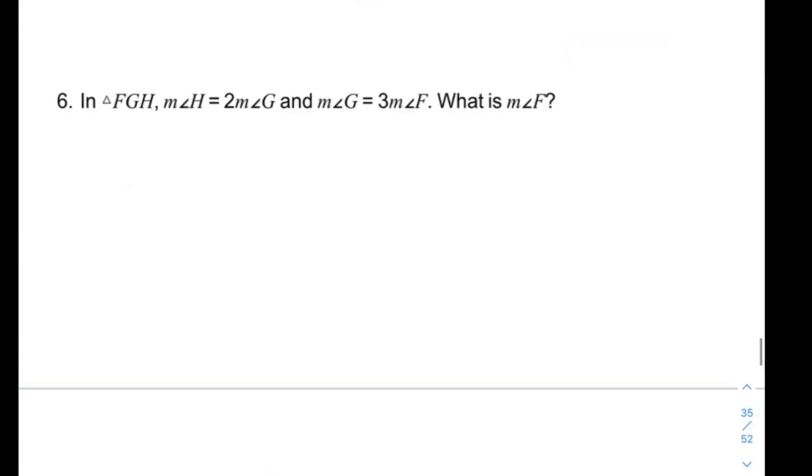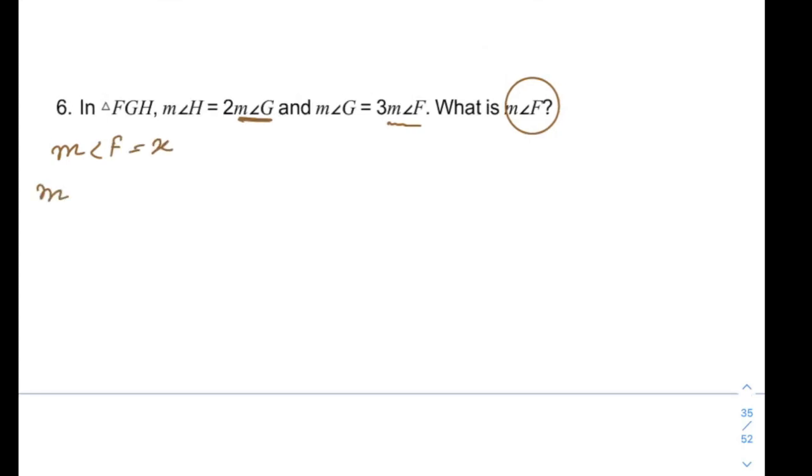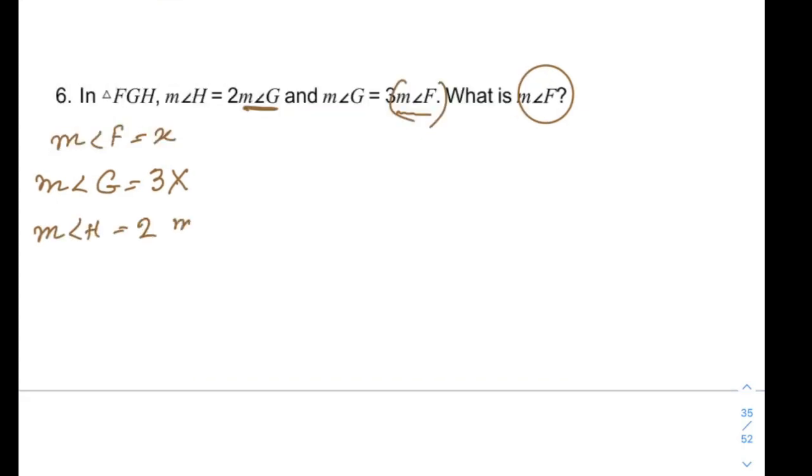In triangle FGH, the measure of angle H is twice the measure of angle G. The measure of angle G is 3 times the measure of angle F. What is the measure of angle F? I will assume the measure of angle F to be x. So the measure of angle G is 3 times x. Now the measure of angle H is 2 times the measure of angle G, but the measure of angle G is 3x.